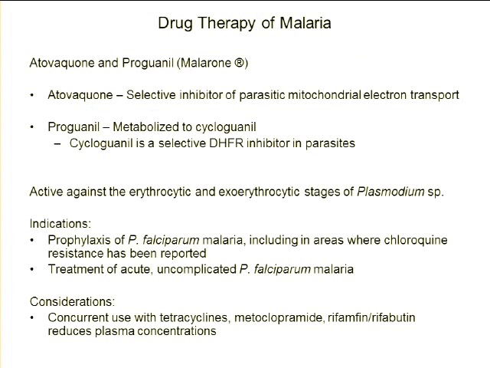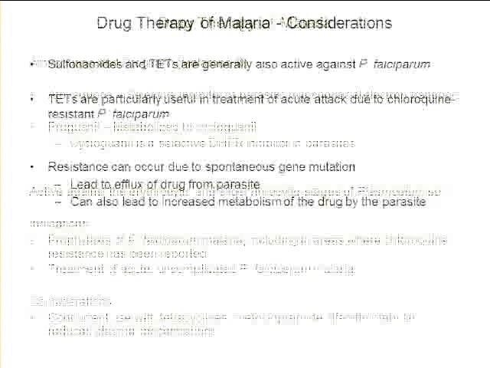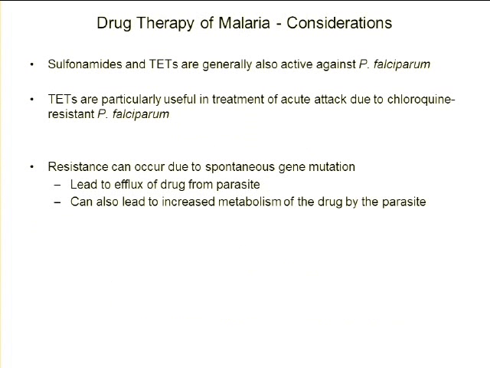Okay. So in general, treatment of malaria, first and foremost, is chloroquine, hydroxychloroquine. And then in cases where resistance occurs, we can move to these other agents, with quinine being actually the last agent. Sulfonamides and tetracyclines, if you recall, are actually also useful for malaria. And resistance can occur due to spontaneous gene mutations leading to efflux of any of the drugs or increased metabolism by the parasite.